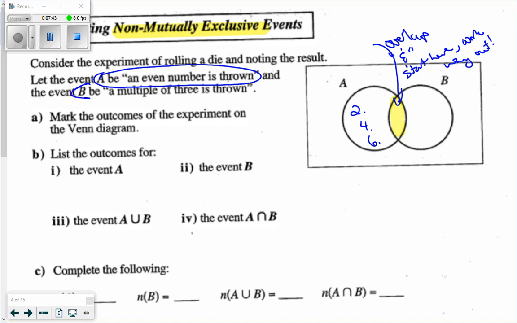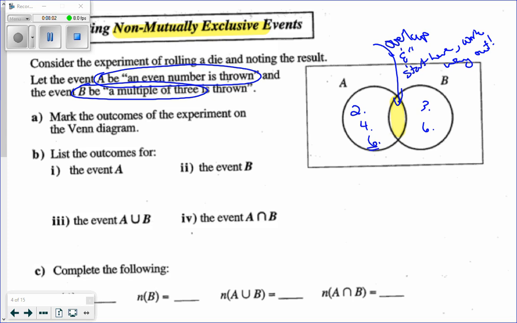Sorry. Event B is a multiple of 3. What are the multiples of 3 when you roll a die? A 3 and a 6. What? 1's not a multiple of 3. Yeah, 1's a factor of 3, but not a multiple of 3.